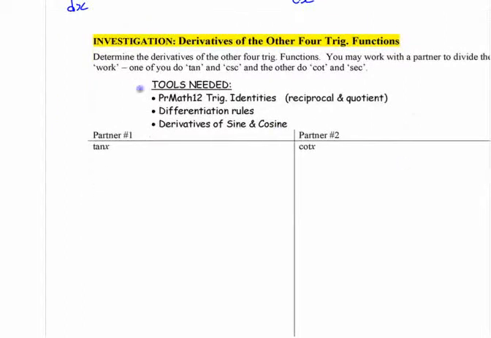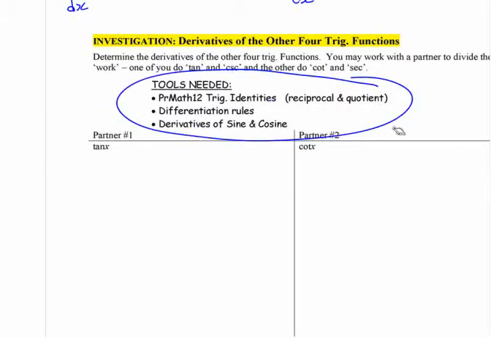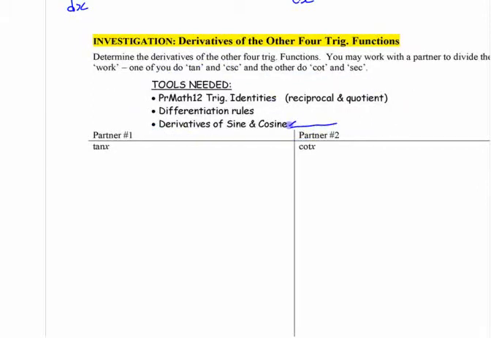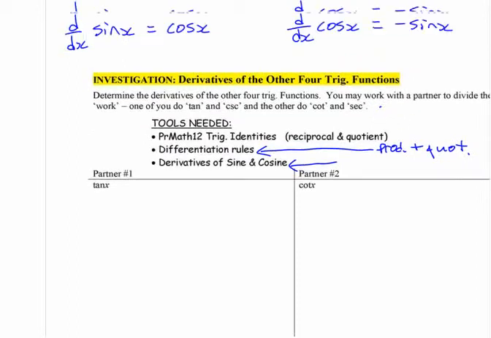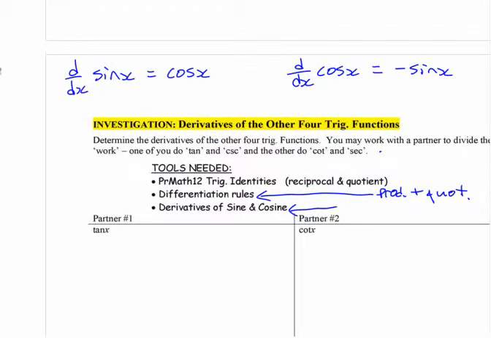You can actually generate the other four if you know this information here. So if you're given the fact that the derivative of sine is cosine, some of your differentiation rules like product and quotient, okay? Product, quotient. And then Math 12 stuff, you know, like tangent is, I mean, some of you picked up a formula sheet last time and probably even got started on this.